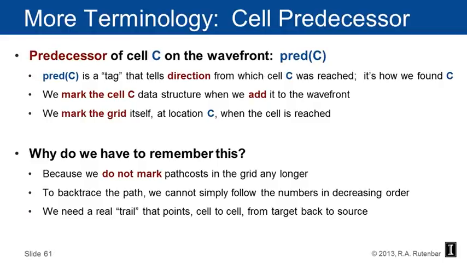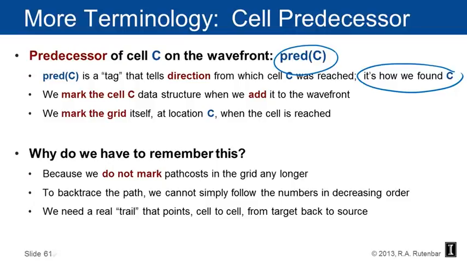The predecessor of cell C on the wavefront, we write that as pred C. It's a tag that tells the direction from which cell C was reached. You want to think of that as, how did we find C? We mark the cell C data structure when we add it to the wavefront, and we mark the grid itself when we reach that cell.